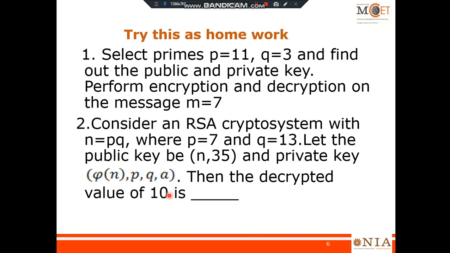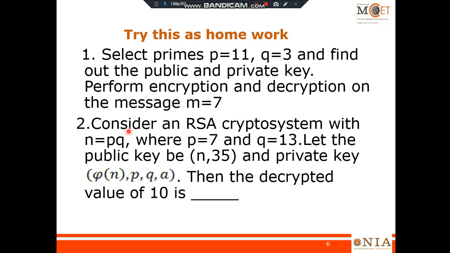Now try this problem as your homework. Select prime numbers P and Q to be 11 and 3. Now you will find out the public key and private key, that is, you are supposed to find the values of E and D. Once you find your public and private key, you will perform encryption and decryption on the message M equal to 7. This is your first problem.